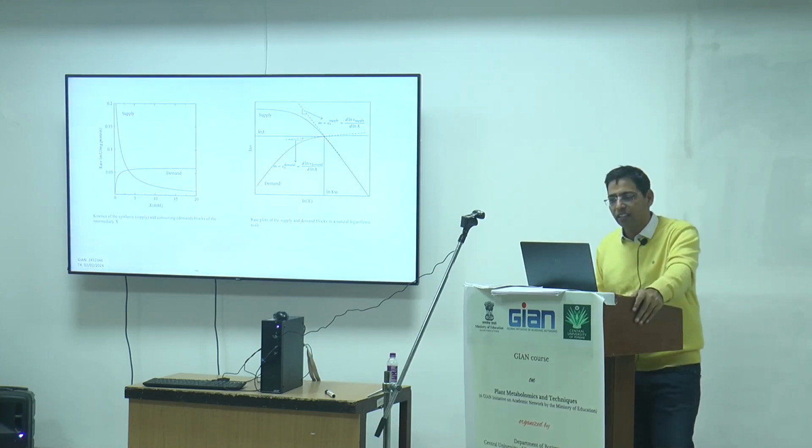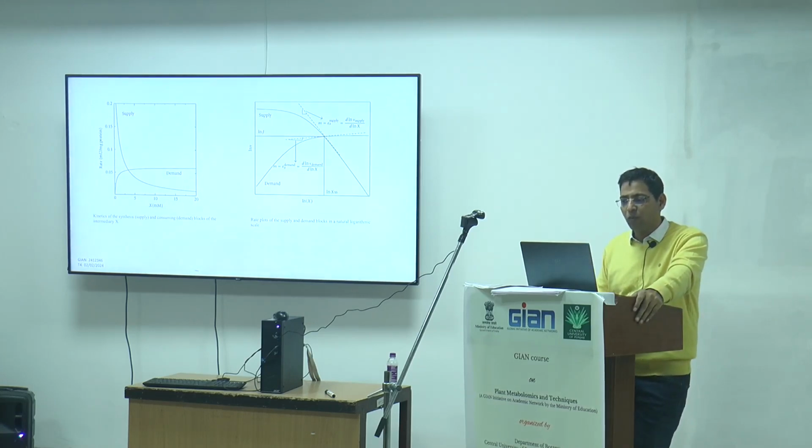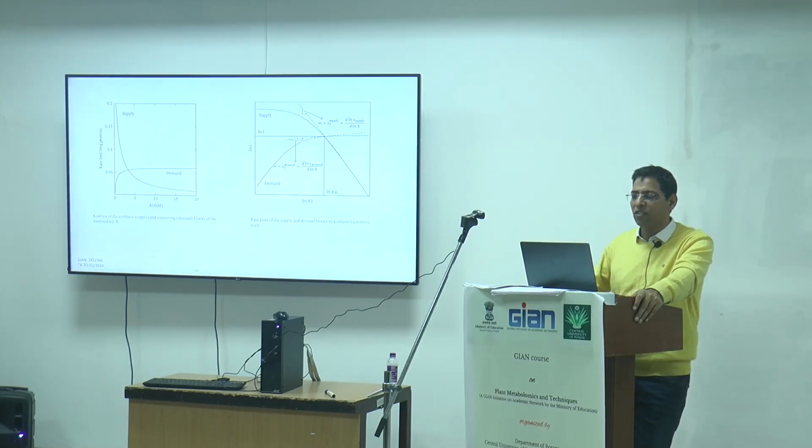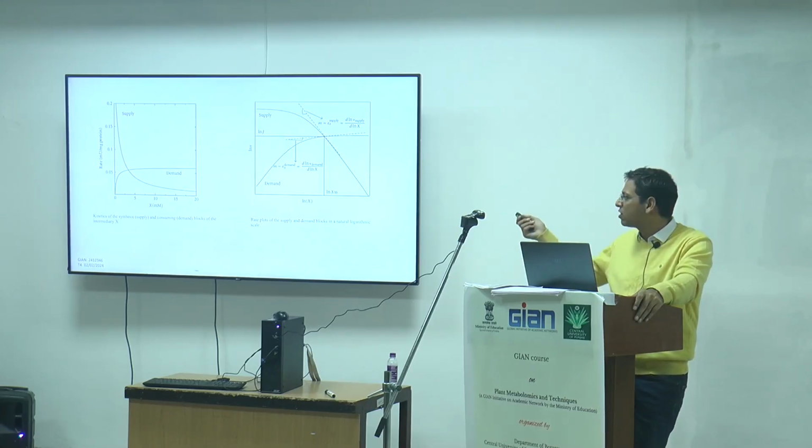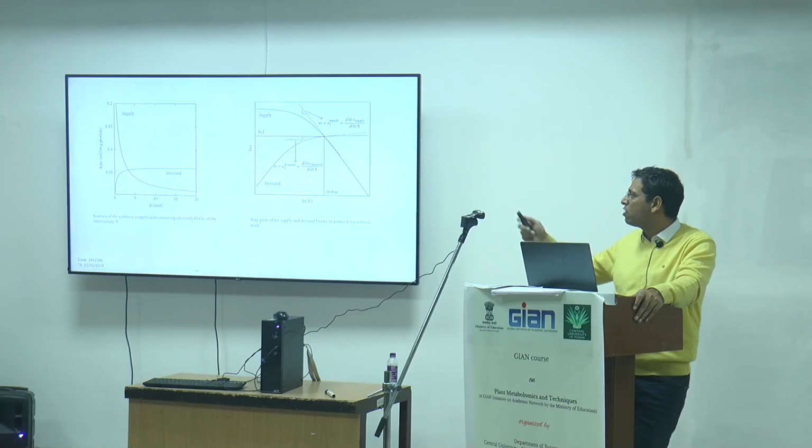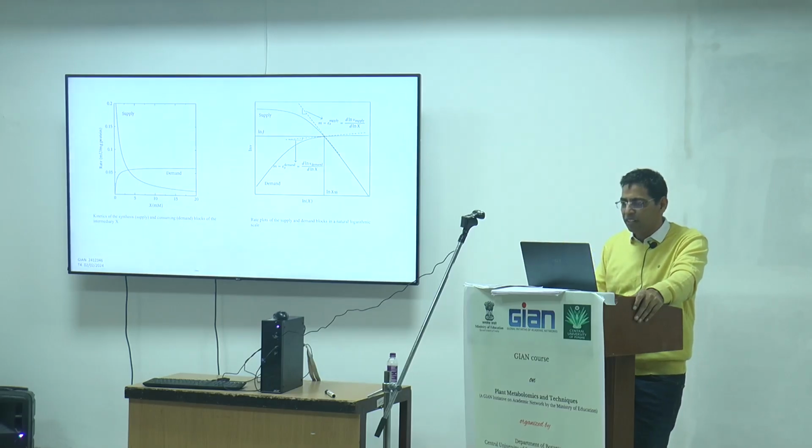So the kinetics of the synthesis and the consuming blocks of the intermediate X. One is the rate, second is the concentration. So the rate is going to increase and the concentration of the reactant is going to decrease. So this is the rate plot of the supply and the demand block on a natural logarithmic scale, in which we can plot it and understand it very well.